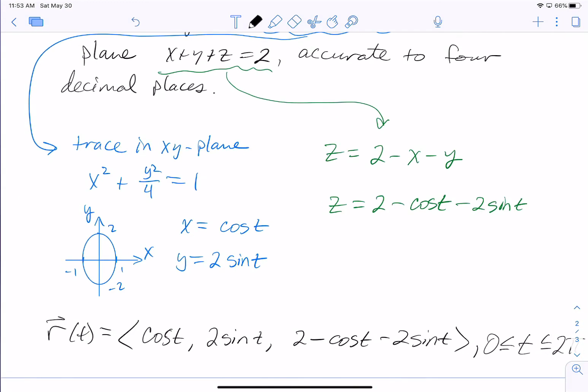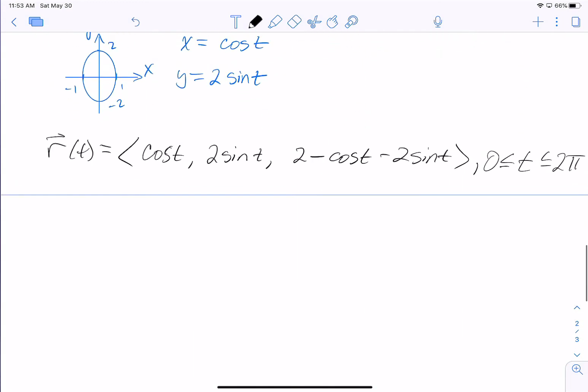Now we have what we need in order to find the length of this curve. I'd like you to pause the video and get the integral set up and then come back.